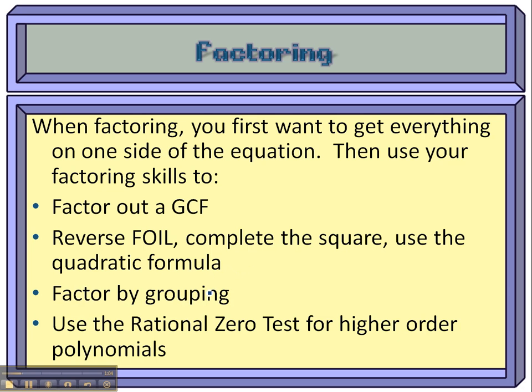If there's 4 terms, maybe you want to do factoring by grouping, where you group up the first set, group up the second set, and see if there's anything you can pull out. If it's of higher order, you have to use the rational zero test, where you find the possible factors by looking at factors of the leading coefficient, factors of the constant term, and then test those things out using synthetic division. It's real fun. We'll take a look at that in just a little bit.